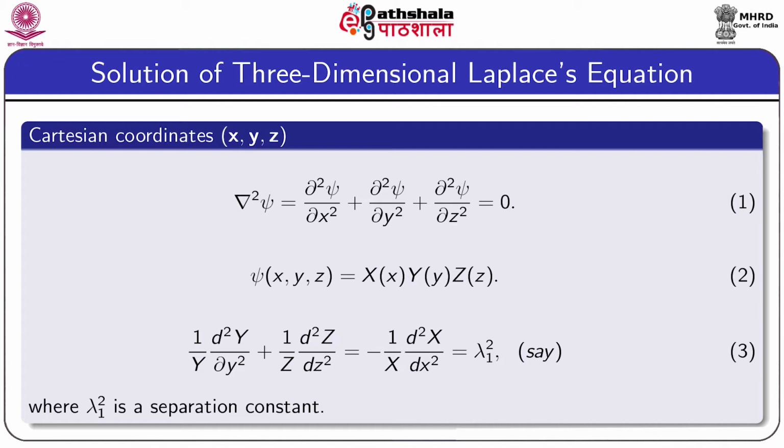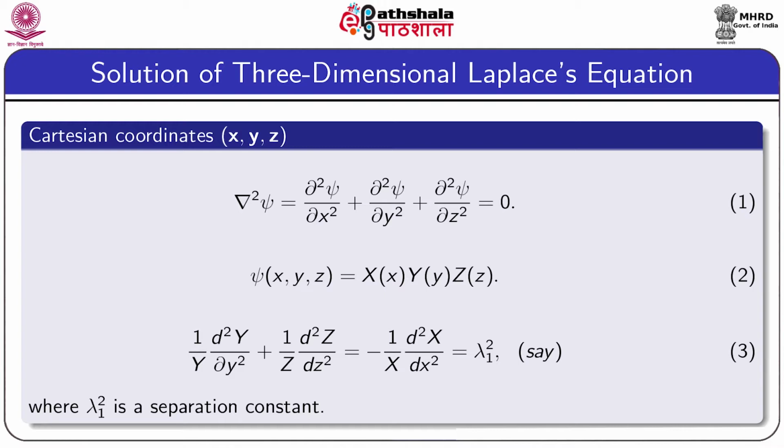So, if we equate 1 by X d2X dx squared equal to minus lambda 1 squared, we get the ordinary differential equation written here: d2X dx squared plus lambda 1 squared X equals 0. And we can find the solution of this ordinary differential equation easily, and the solution is written here: capital X equals C1 cos lambda 1 x plus C2 sin lambda 1 x, where C1 and C2 are constants of integration.